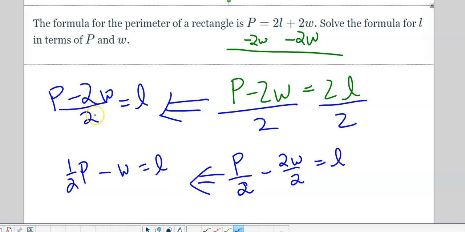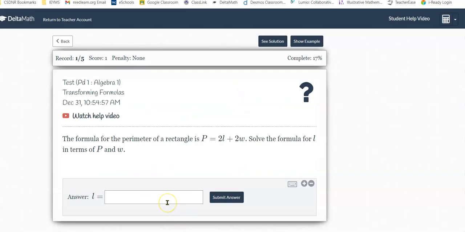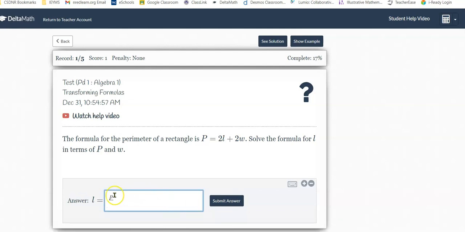I'm going to choose the first answer, so I'm just going to write a giant fraction. So p, and then I'm going to go back up here, p minus 2w all over 2.